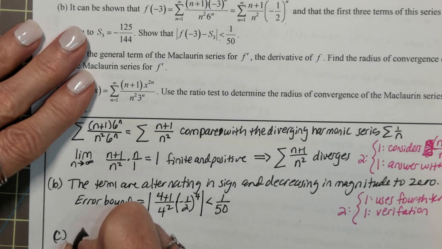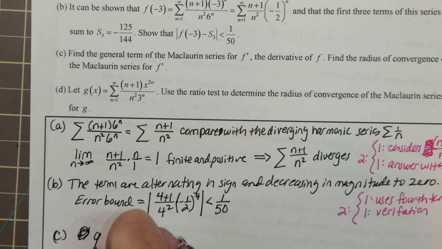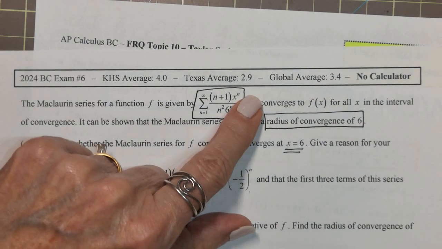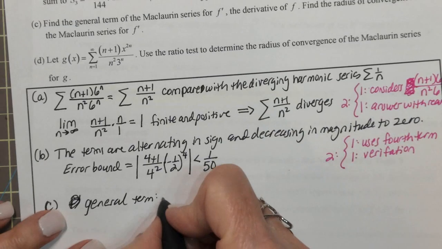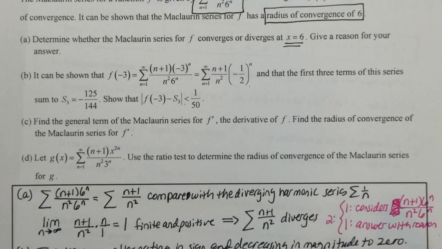So f prime, the general term, I'm just going to write general term is, okay, n times the front, n times the front, right?